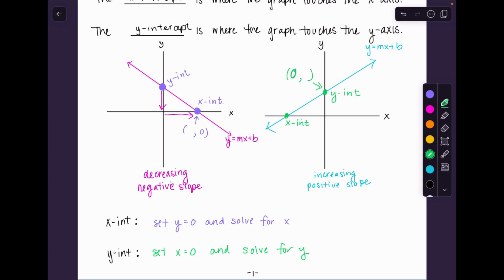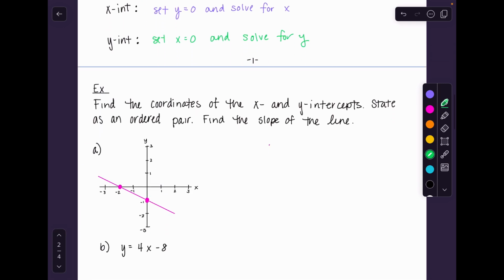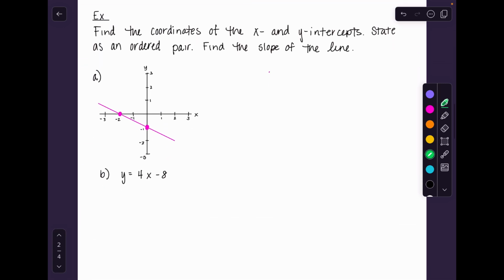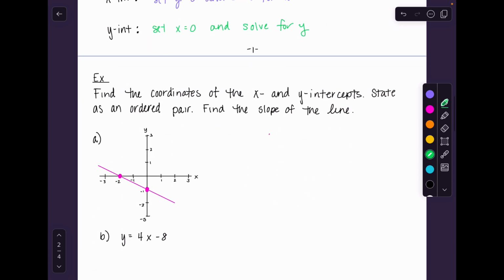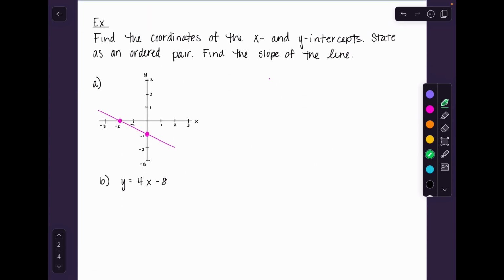Okay. So let's try a couple examples. For the first one, we're going to find the coordinates of the x and y intercepts. We're going to state those intercepts as ordered pairs because, again, they are points. And then for each of these, we're also going to find the slope of the line. So starting with the first one, if I want to find those two intercepts, I'm going to see where they hit the x and y axis.